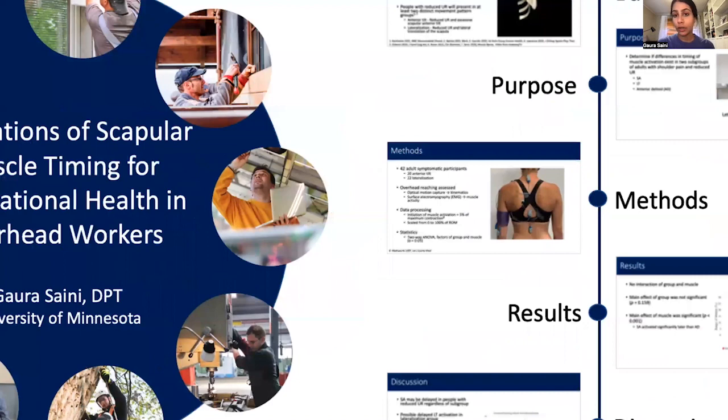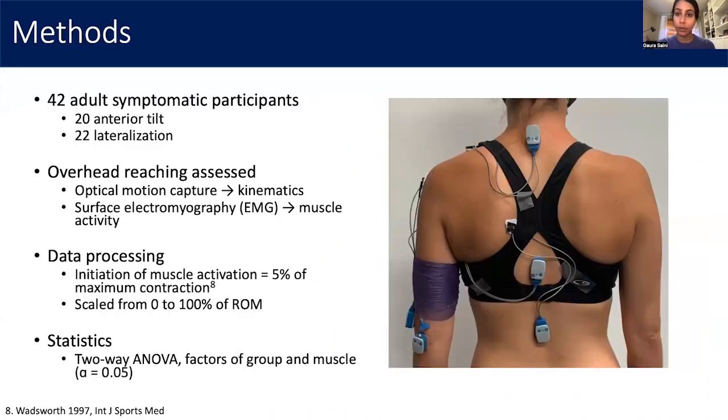There were 42 adult participants in the study with shoulder pain, 20 of which were in the anterior tilt group and 22 were in the lateralization group. All participants performed an overhead reaching motion, and as they did that, their kinematics or their motion was assessed using an optical motion capture camera system, and their muscle activity was assessed using surface electromyography or EMG.